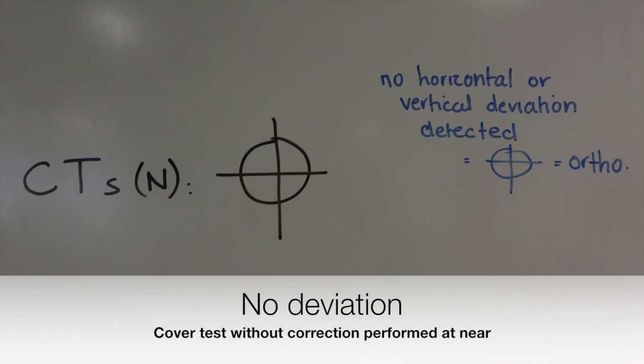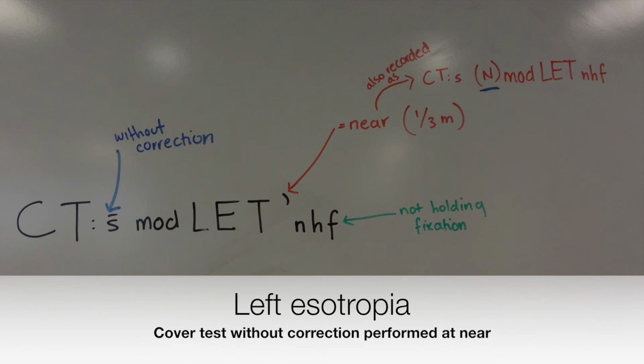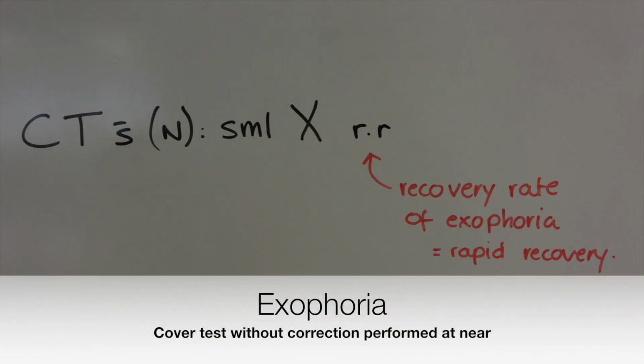This recording shows a cover test was performed without correction at a near distance of 1/3 of a metre. The symbol used represents orthophoria and tells us that there was no horizontal or vertical deviation detected on the cover test and that the patient's eyes are straight. This recording shows a cover test was performed without correction at a near distance of 1/3 of a metre. The results show that a moderate left esotropia was found, not holding fixation. This recording once again shows a cover test performed without correction at near. The results show a small exophoria with rapid recovery.